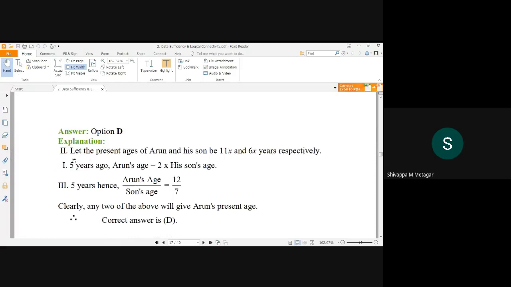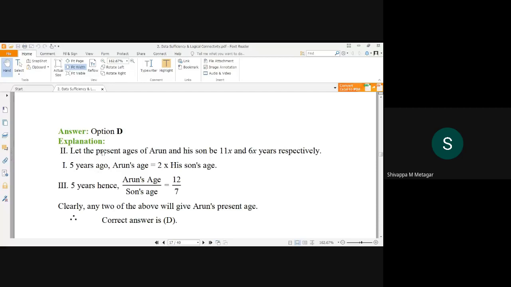The first statement gives the present ages, which they have already given in the statement: 11x and 6 years respectively. The second statement: 2 years ago, Arun's age is twice his son's age. It means 2 into his son's age. Third statement: 5 years hence, Arun's age by son's age equals 12:7. Next you have to put the value of this one. Just you can easily find out the value.